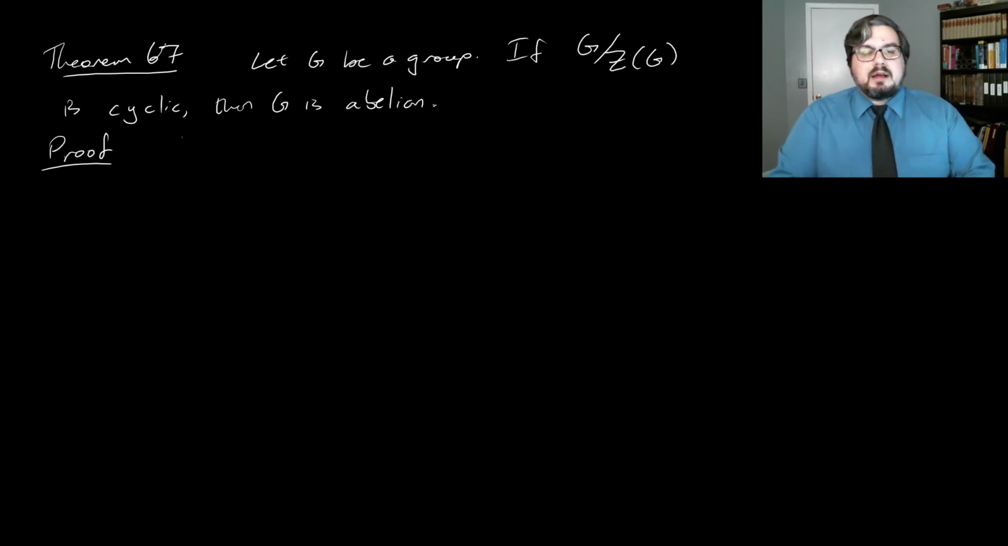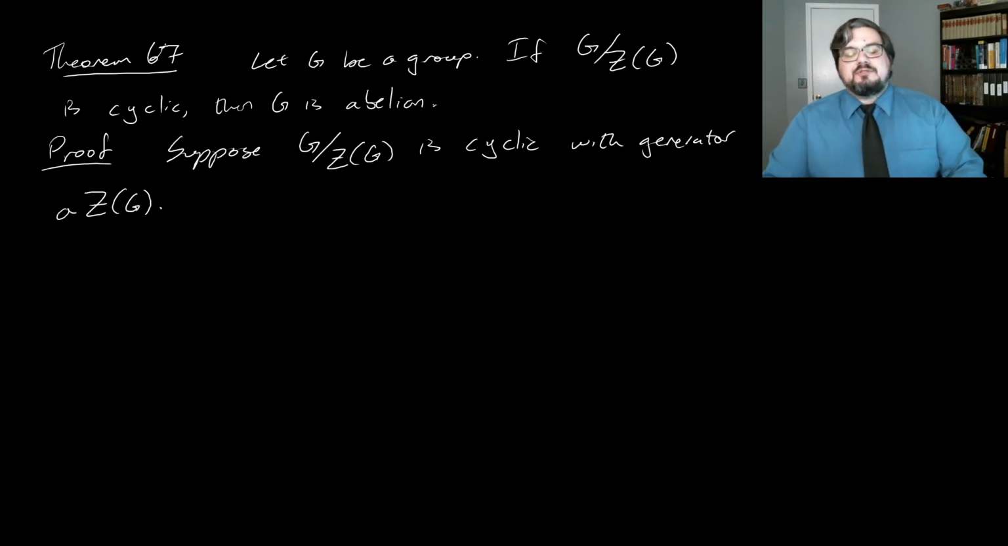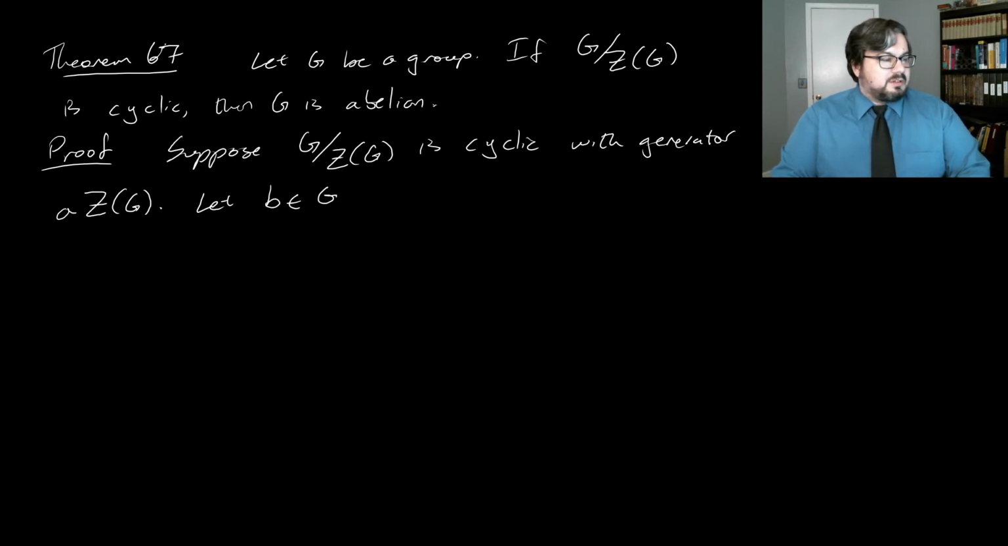All right, so let's suppose that G mod Z(G) is cyclic with generator aZ(G). Now, any element of G mod Z(G) is of the form some element of G times Z(G). They're cosets of Z(G), they're cosets of the center. So now we want to say, let b belong to G.